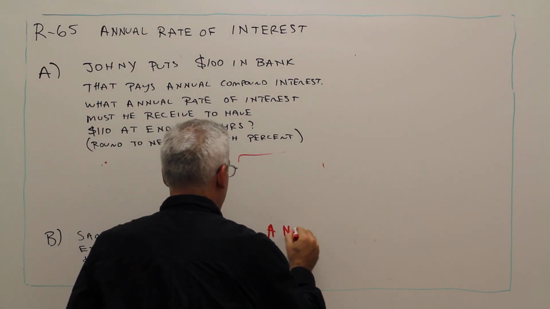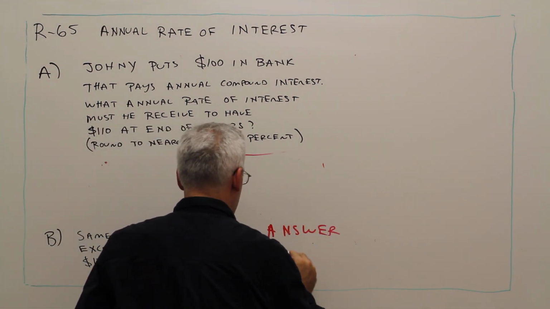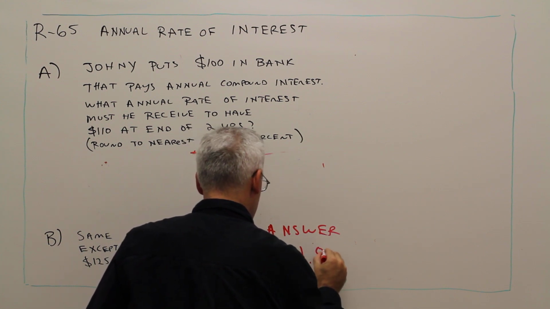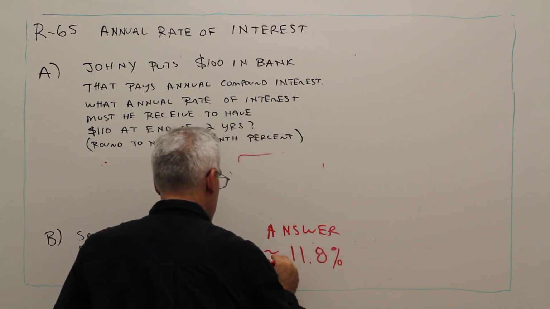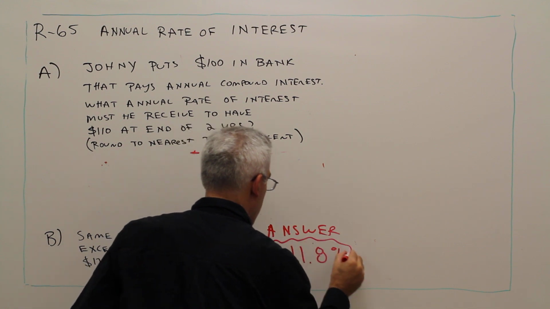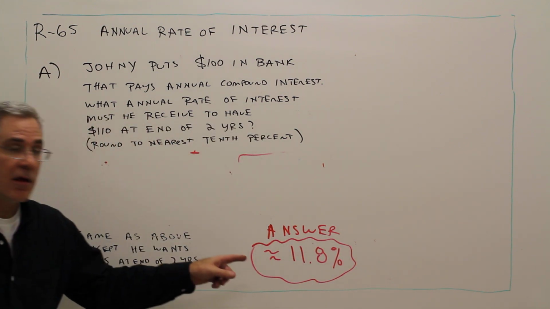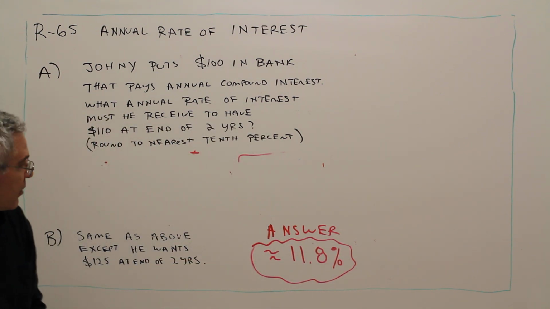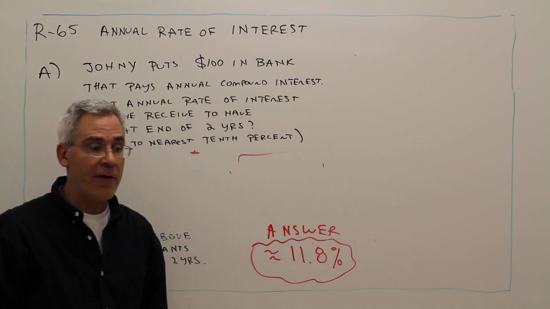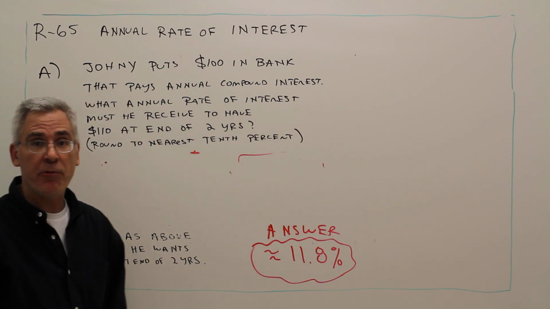The answer to the second problem is about 11.8%. And there you have it, how to work with annual rate of interest.